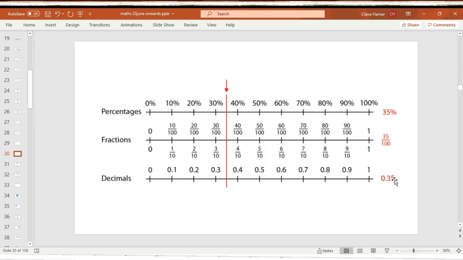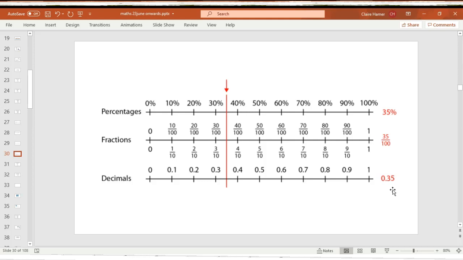I would like you to write down the percentage 85%. I want you to write down 85% equals what fraction, what decimal. Pause the video and do that. So 85% equals 85 hundredths, which equals 0.85.